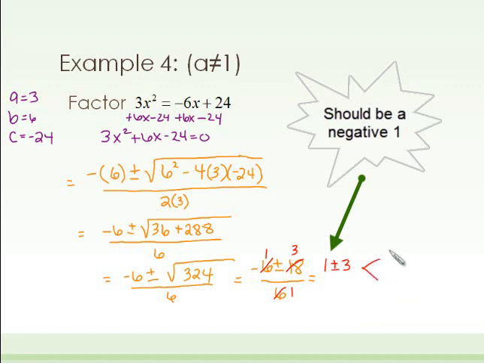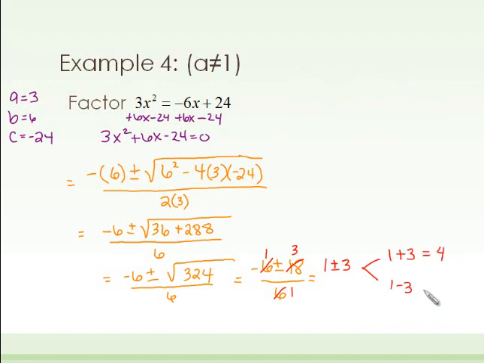So now I'm going to break this up into my two equations. I have 1 plus 3 and 1 minus 3. 1 plus 3 is 4. 1 minus 3 is a negative 2. So these are my solutions, 4 and negative 2.